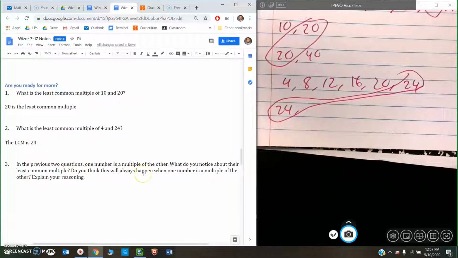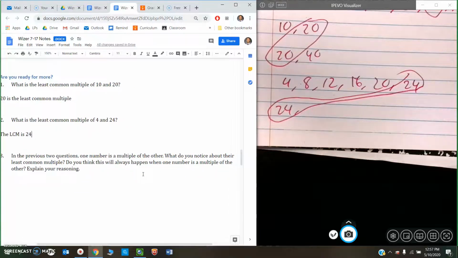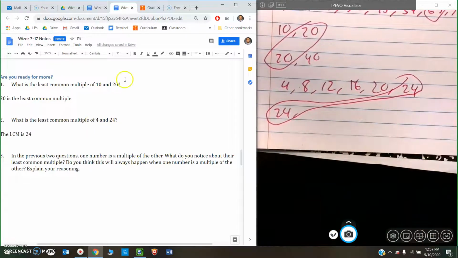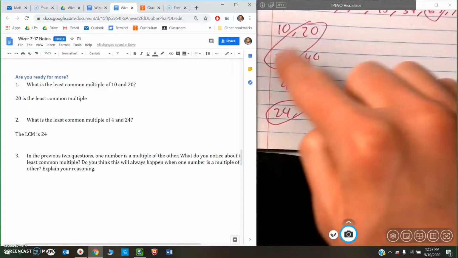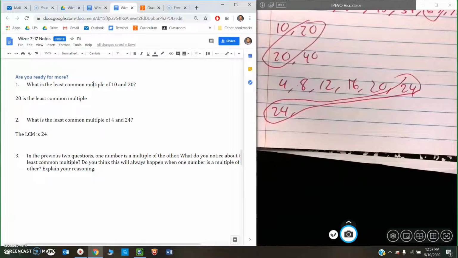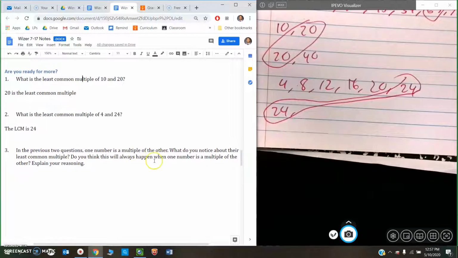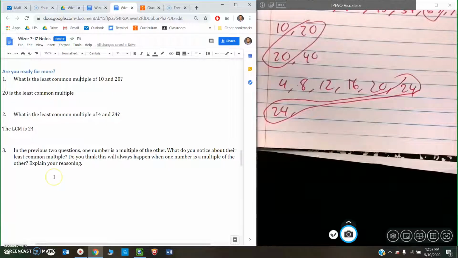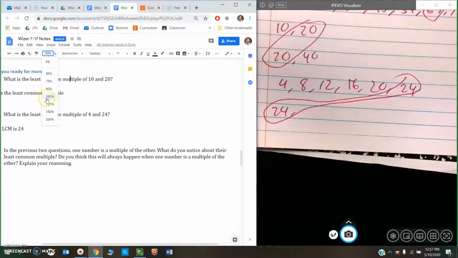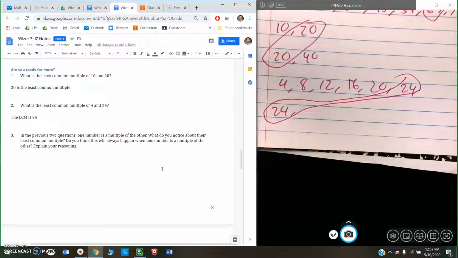So in the previous two questions, one number is a multiple of the other, right? So 24 is a multiple of 4, because 4 times 6 is 24, and 20 is a multiple of 10, because 10 times 2 is 20. So what do you notice about the least common multiple? Do you think this will always happen when one number is a multiple of the other? Explain your reasoning. And so, that is true. So, when one number is a multiple of the other, the larger number will always be the LCM.